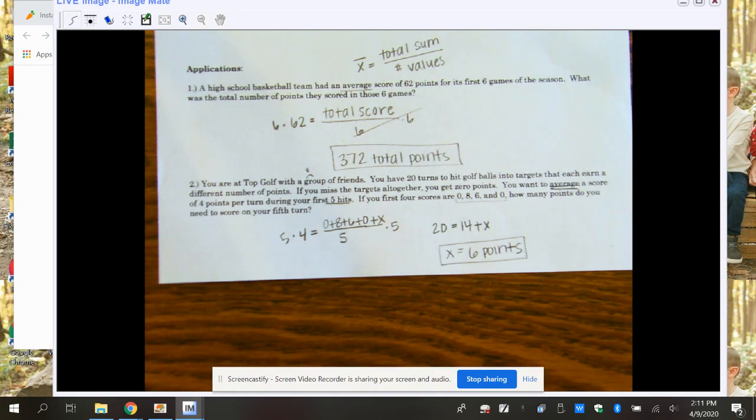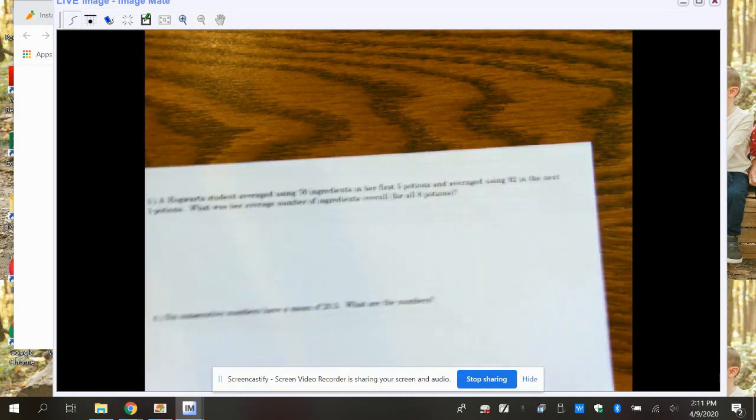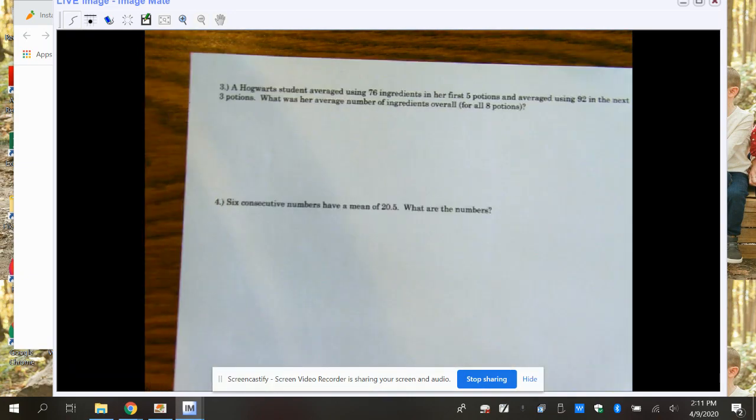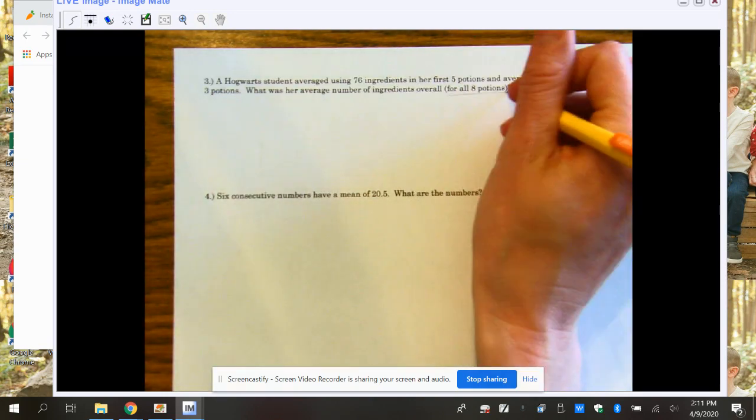All right, we've got a couple more. It's kind of different variations of these problems. So this one says a Hogwarts student averaged using 76 ingredients in her first 5 potions and averaged using 92 in the next 3 potions. What was her average number of ingredients overall for all 8 potions?